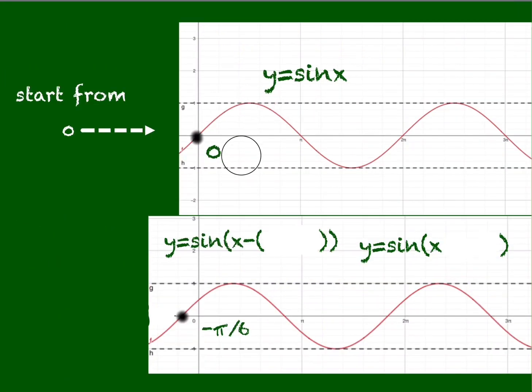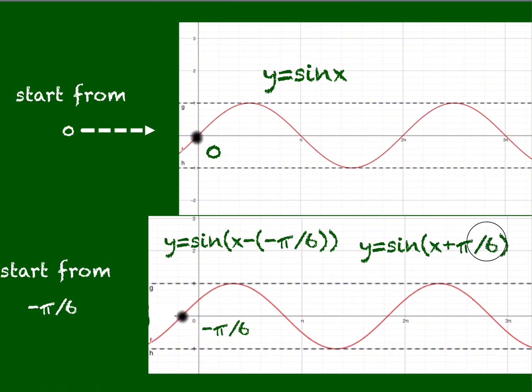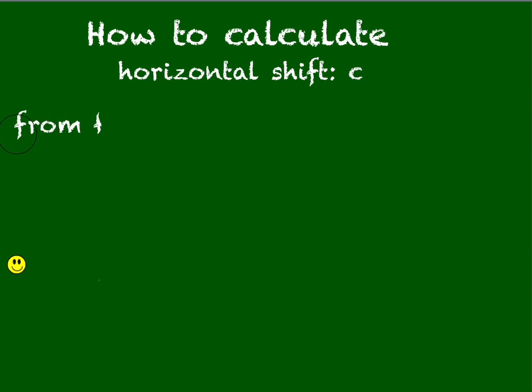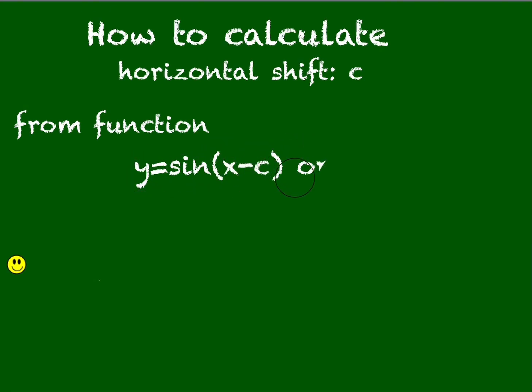Let's solve another example. First, figure out where x makes y equal to 0. It is x equals negative pi over 6. Then substitute negative pi over 6 for c. Be careful, follow the original formula step by step. To calculate the horizontal shift, we can use the function equation. Simply put, c represents a horizontal shift.